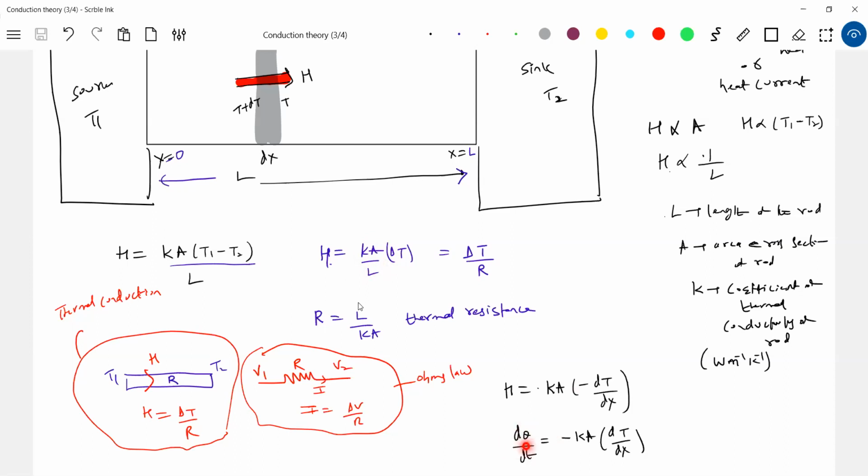Okay, what is this? Shall we call it thermal power? Q by t is energy by time, heat current, or rate of flow of heat. When you use the differential form, use this one.